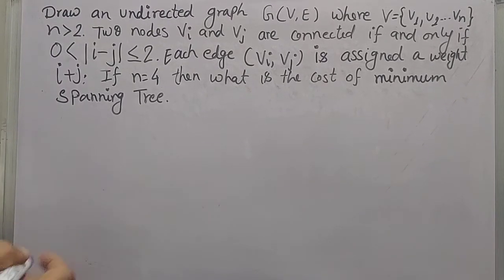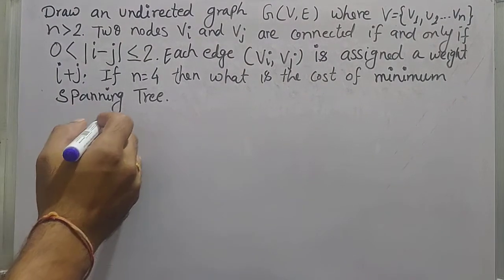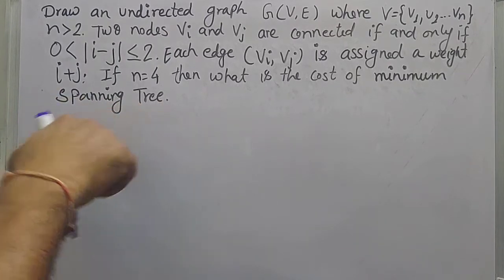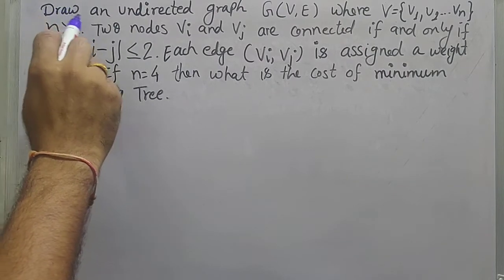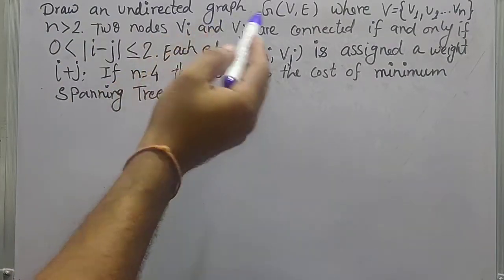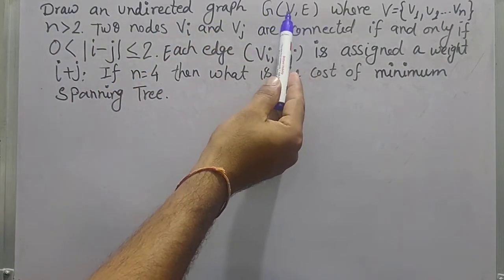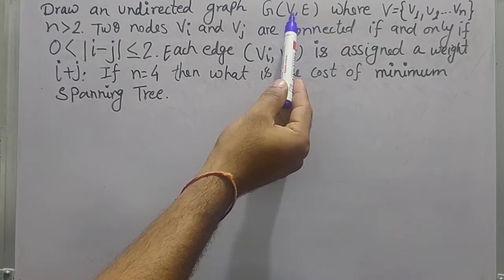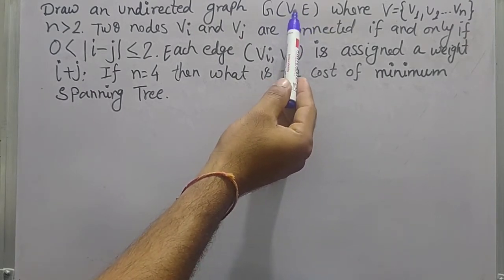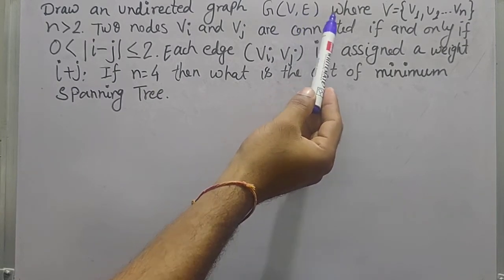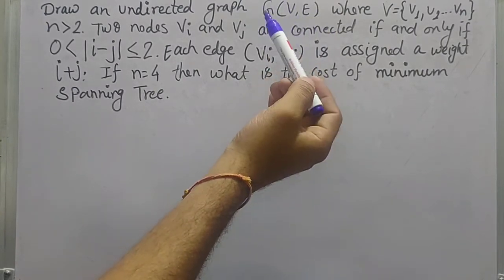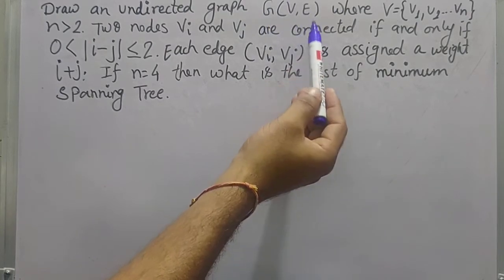So let us discuss a question, and this question is based on minimum spanning tree. The question says to draw an undirected graph G, that is obviously a collection of a set of vertices and also contains a set of edges. Now we need to draw this graph based on the constraints given.